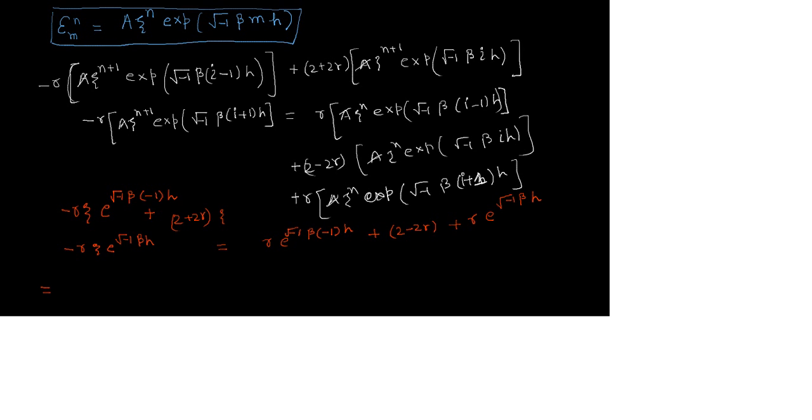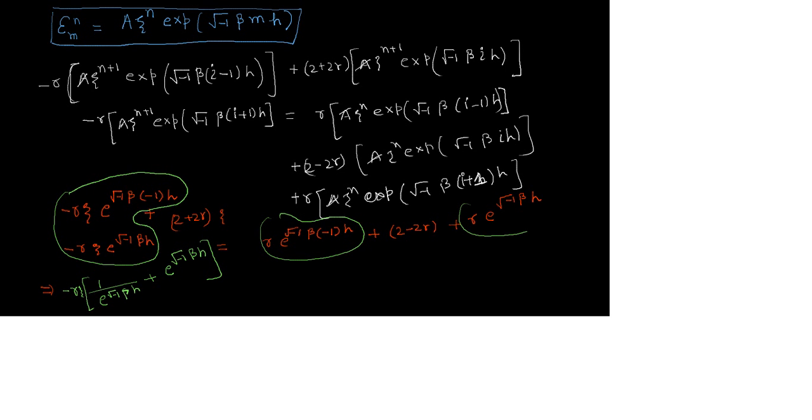So from here, if we club these two terms, these two terms are nothing but minus r ζ times 1 by exponential square root of minus 1 β h plus exponential square root of minus 1 β h. So this I can write as cosine of β h, and similarly if we club this term and this term, we'll get cosine of β h there also.